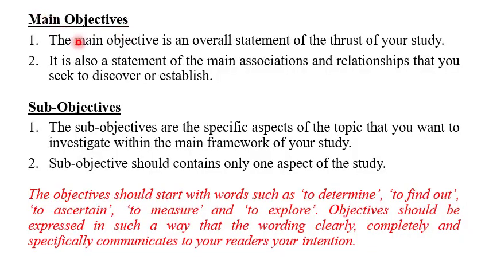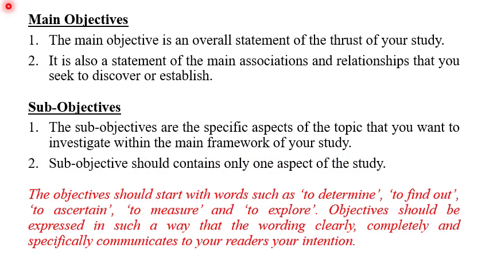Main objectives. One, the main objective is an overall statement of the thrust of your study. Two, it is also a statement of the main associations and relationships that you seek to discover or establish. Sub-objectives. One, the sub-objectives are the specific aspects of the study topic that you want to investigate within the main framework of your study. Two, sub-objectives should contain only one aspect of the study.